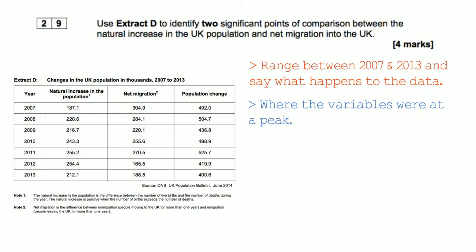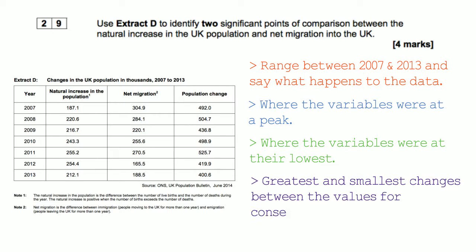Our second point of comparison could be to say where the two variables peaked. So we could say that the natural increase in the population peaked in 2011 at 255,200 people, whereas net migration peaked in 2007 at 304,900 people. We could also compare when each of the variables were at their lowest figure. So the natural increase in the population was lowest in 2007 at 187,100, whereas net migration was lowest in 2012 at 165,500 people.